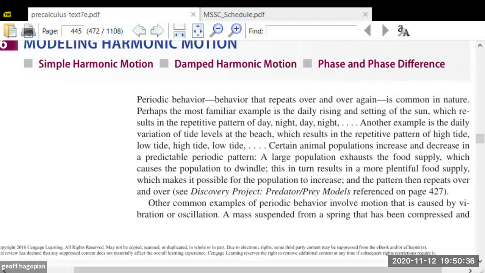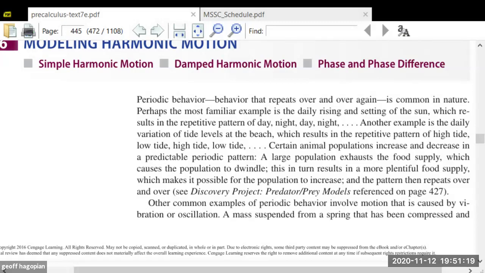So periodic behavior that repeats over and over again is a sign of insanity. No, it's periodic behavior. Insanity is when you do the same thing over and over again, expecting a different outcome. And periodic behavior is common in nature. We have the seasons, the hours, the days, right? Seasons are periodic. Phases of the moon are periodic. The tides are periodic, more or less. The daily rising and setting of the sun results in a repetitive pattern of day, night, day, night.